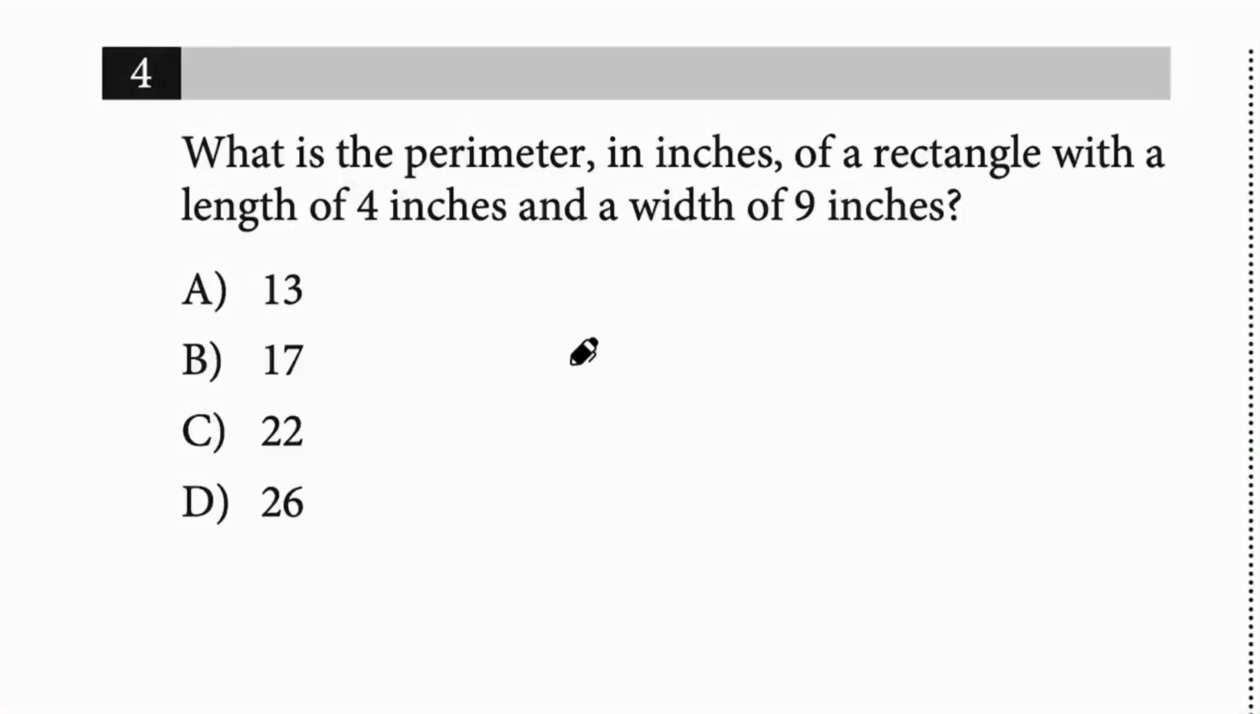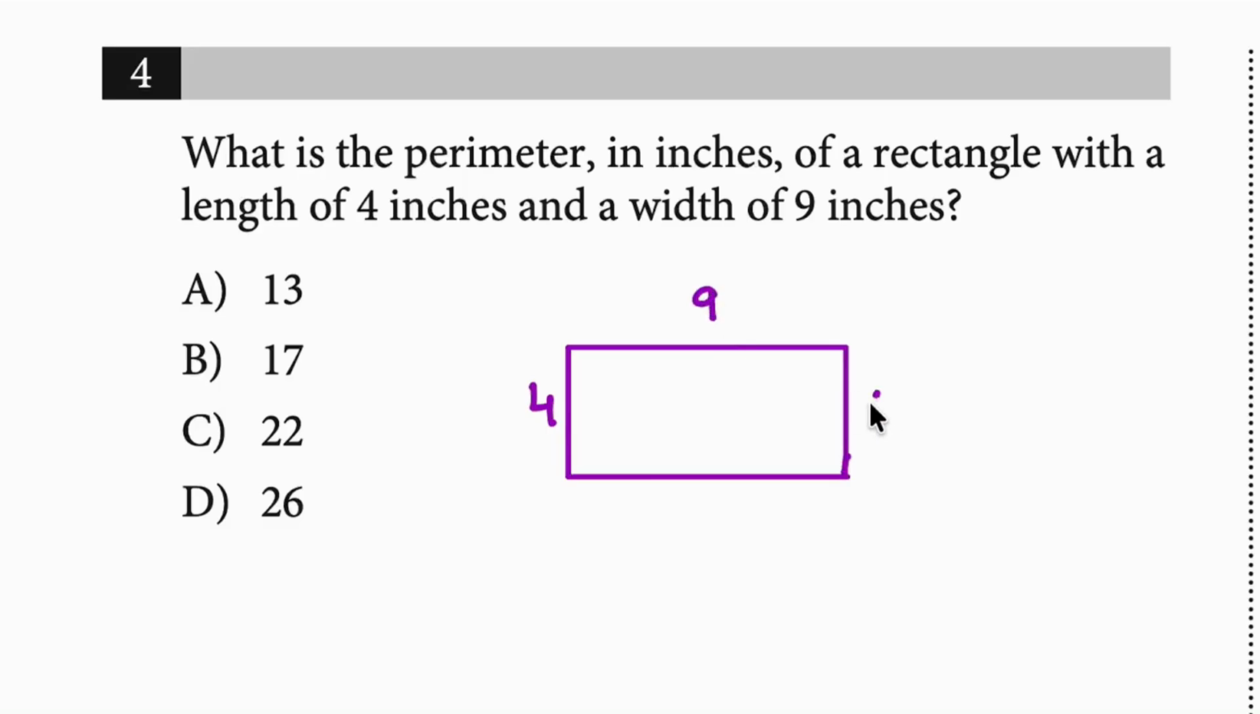Question 4. What is the perimeter in inches of a rectangle with a length of 4 inches and width of 9 inches? See what the perimeter is. Perimeter is actually the boundary of whatever figure you are taking. So here it's a rectangle. If I draw a rectangle like this, right? This is a rectangle where opposite sides are equal, but all the sides are not equal. So that is a rectangle. And the length is 4 and the width is 9. So that means this will also be 4 and this will also be 9, right?